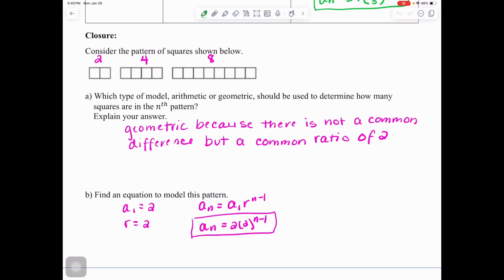And then once I know that, I can find the equation. a sub 1 is 2, r is 2, and I use the formula a sub n equals a sub 1 times r to the n minus 1. I will replace a sub 1 with 2 and the ratio with 2, and I have a formula for this pattern. This will allow me to find any term in the sequence. And that concludes your lesson on geometric sequences.